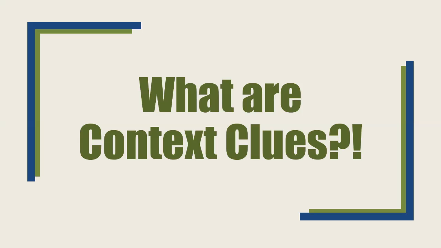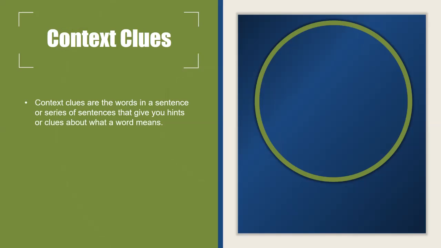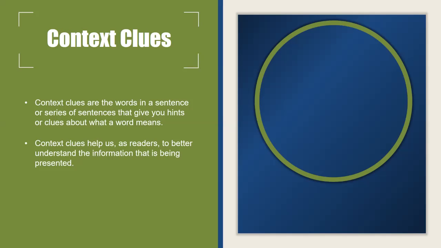So what are context clues? Context clues are words in a sentence or a series of sentences that give us hints or clues about what a word means. They help us as readers to better understand the information that's being presented. So again, we look at those clues or hints within a sentence or within a phrase, within a series of sentences to understand what the word means. Those are the clues that are around as we are reading.